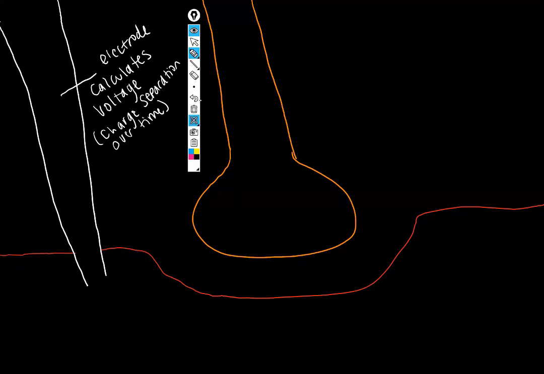So the electrode adds up all the pluses and minuses inside of the cell, and it adds up all the pluses and minuses outside of the cell, and it basically subtracts them, and that's how you get the millivoltage of the membrane potential. So that's where those numbers come from.